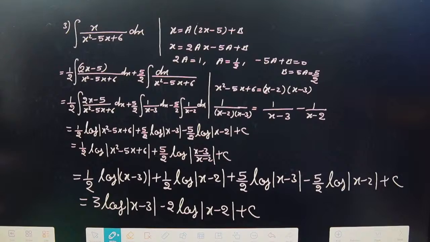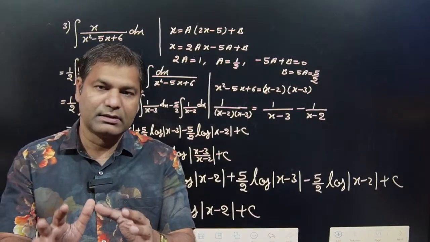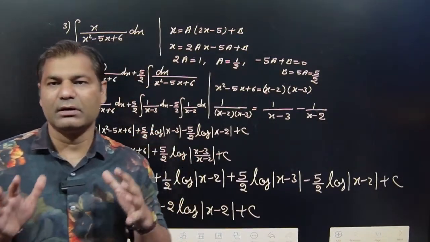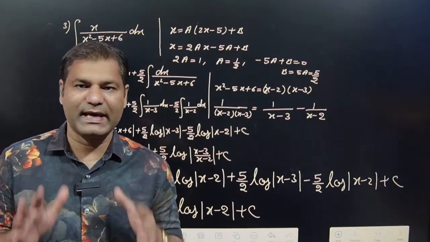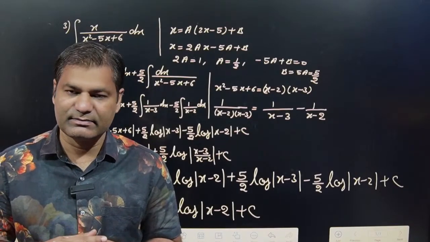Okay, if anyone faces any doubt at any step, then comment it. I will discuss again. Okay, this question is very simple. Simply, the question given is integration of x upon x square minus 5x plus 6 dx.